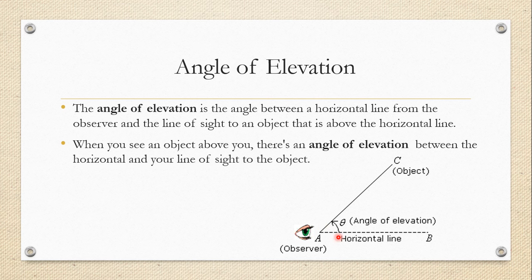So the angle existing between the horizontal line and the line of sight when the object is above your eye level. When the object is above your eye level, then the angle existing between the horizontal line from your eye and the line of sight to the object, that angle is called angle of elevation. Here angle of elevation has been denoted by theta.